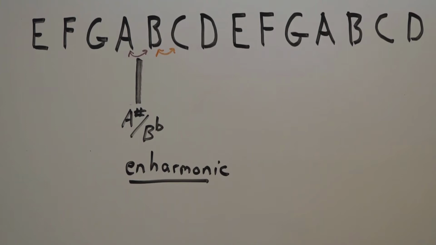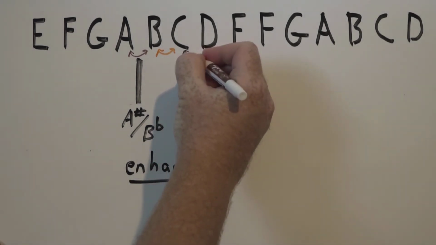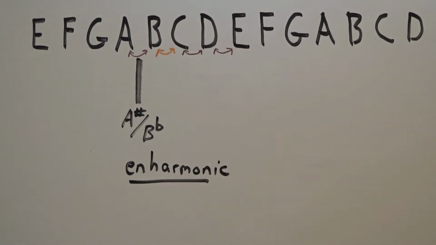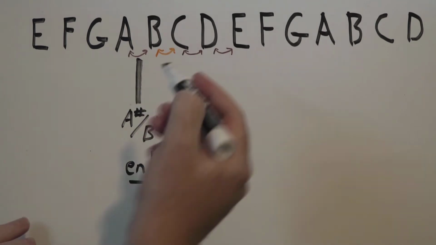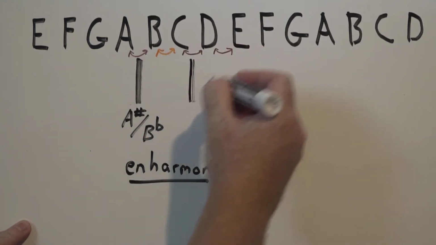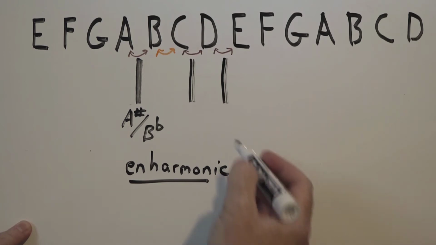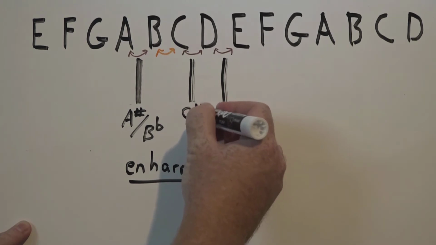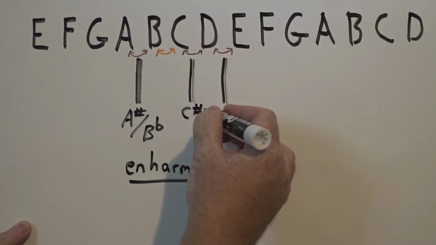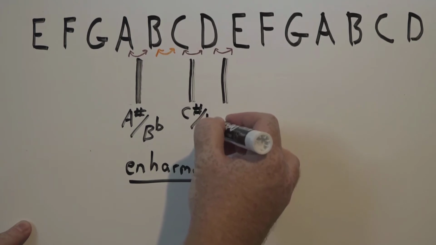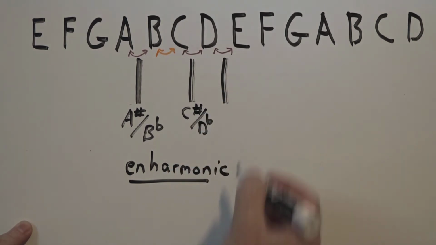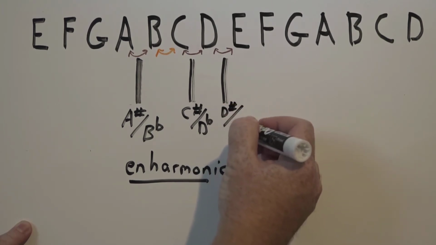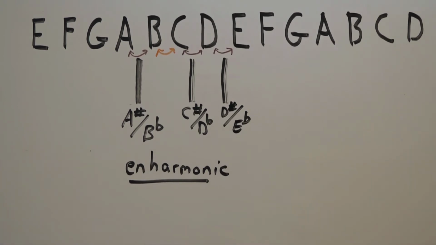So where else does this happen? It happens between C and D. There's a note between D and E. So let's put those in. There's one right here, and there's one right here. This note, since it's higher than C, it's a C sharp. It's lower than D, so it's also a D flat. And right here, it's higher than D, so it's a D sharp. And it's lower than E, so it's an E flat.